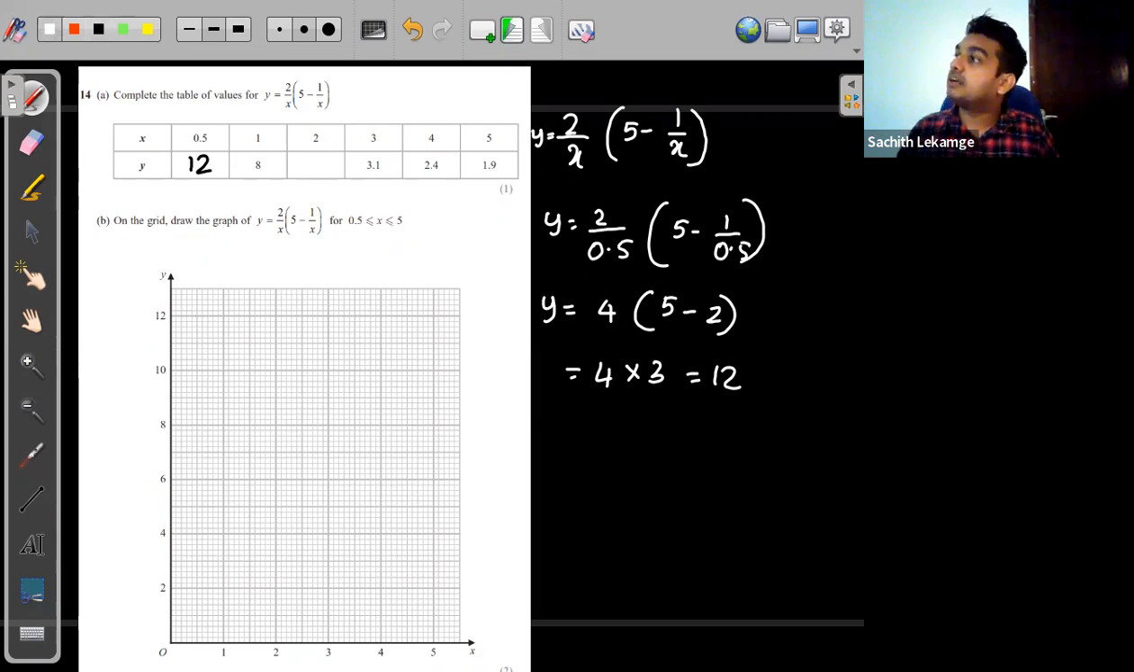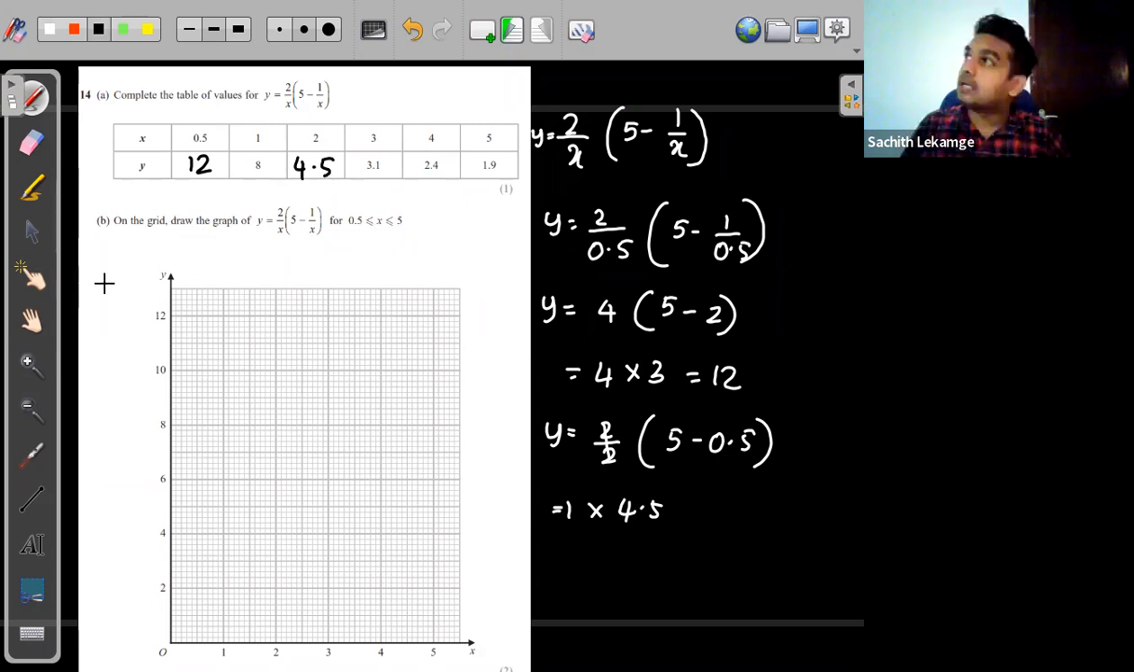Then y equals 2 divided by 2.5, 5 minus 0.5, so 1 into 4.5. So it should be 4.5. Tell me if I'm wrong. You don't need a calculator. Now what? You need to plot this. You all can plot this. Mark this coordinate 0.5, 12, somewhere here. 1, 8 over here. 2, 4.5 over here. Where is 4.5 here? Somewhere here, right?